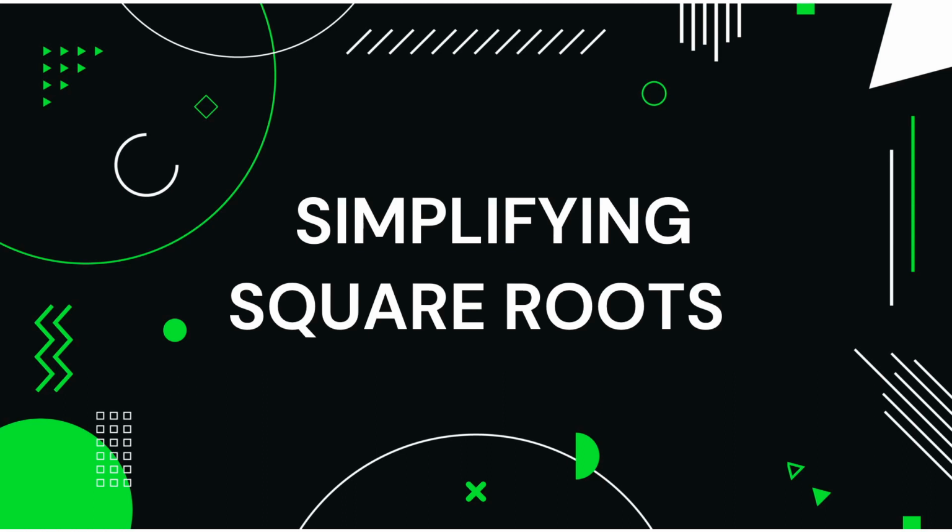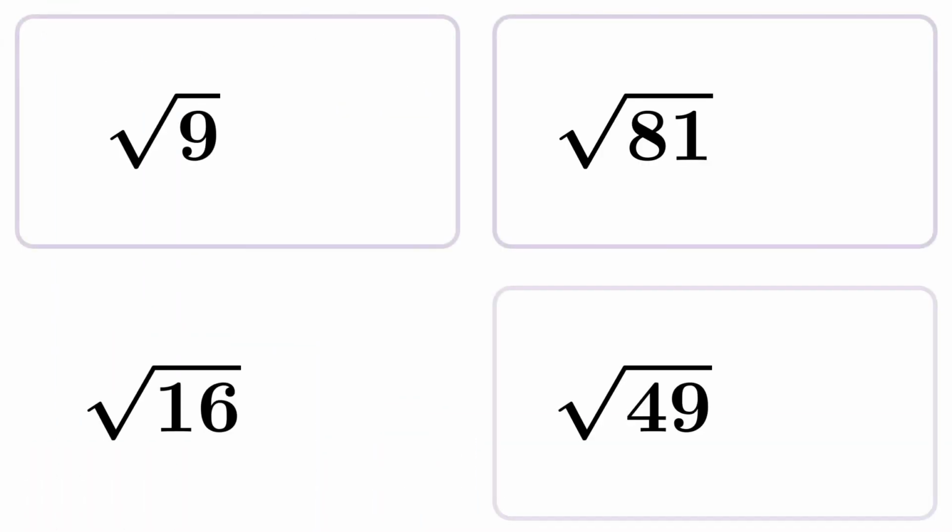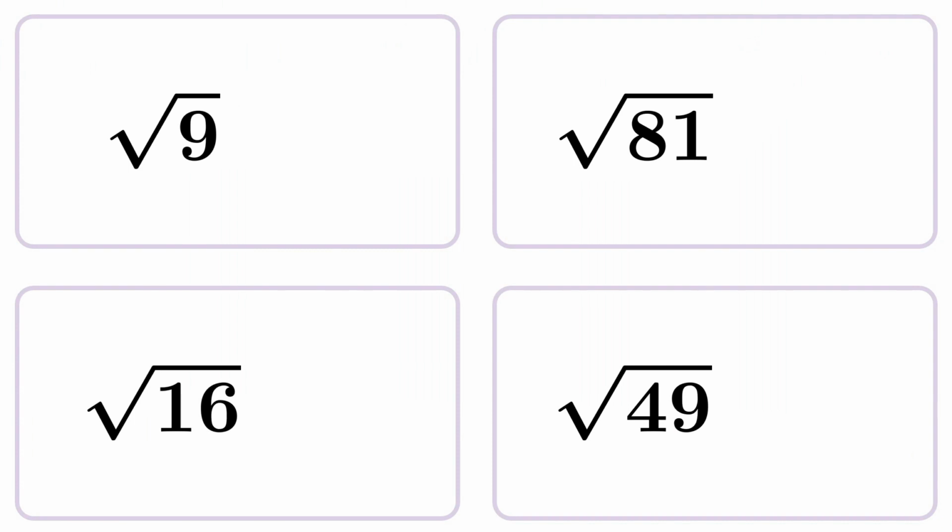So, ang lesson natin ngayon ay kung paano mag-simplify ng square roots. So, alam na natin kung paano mag-evaluate halimbawa ng square root of 9, square root of 81, square root of 16, square root of 49.